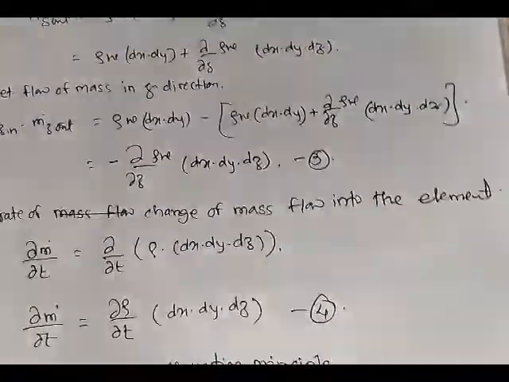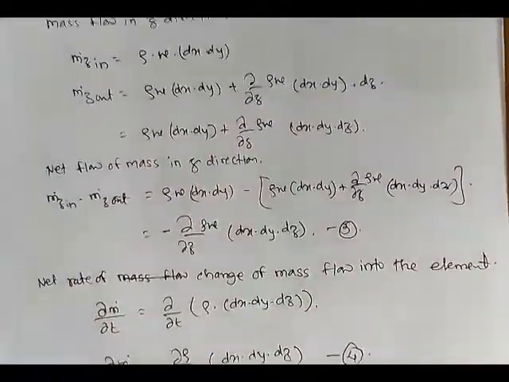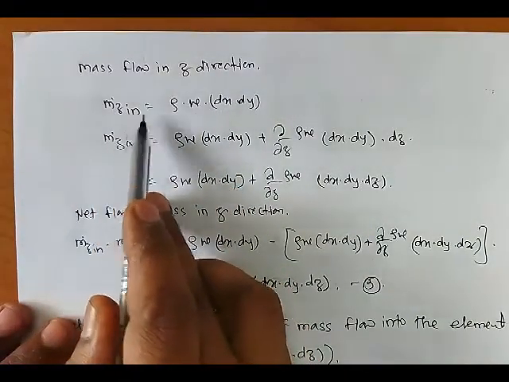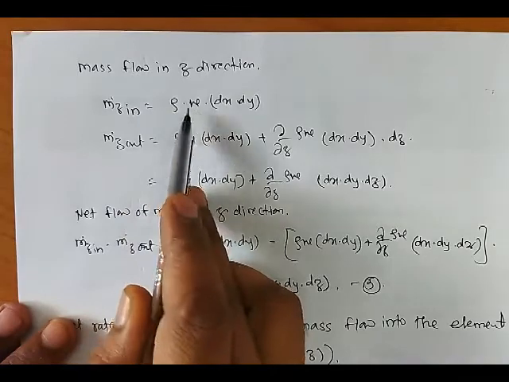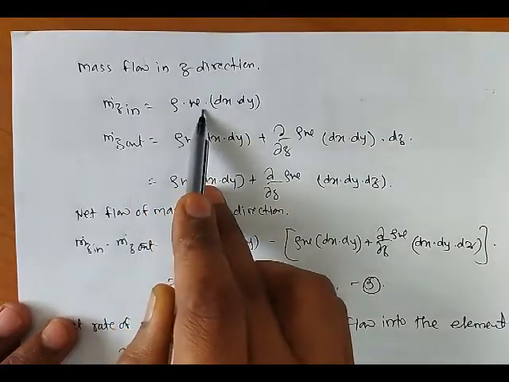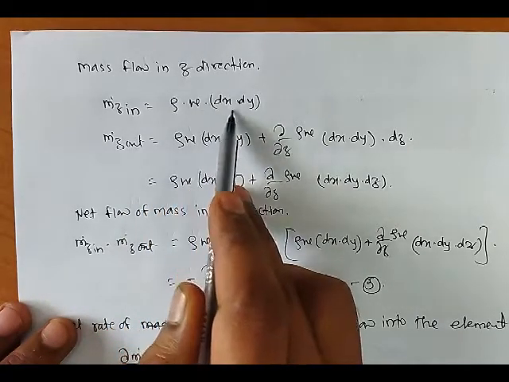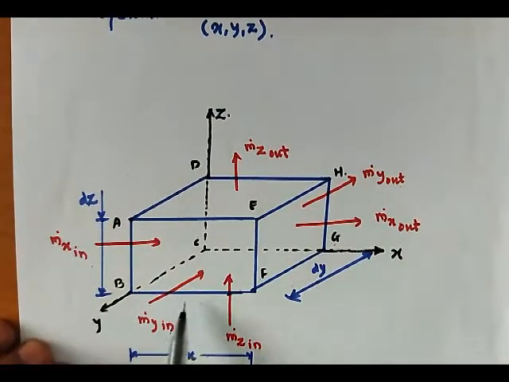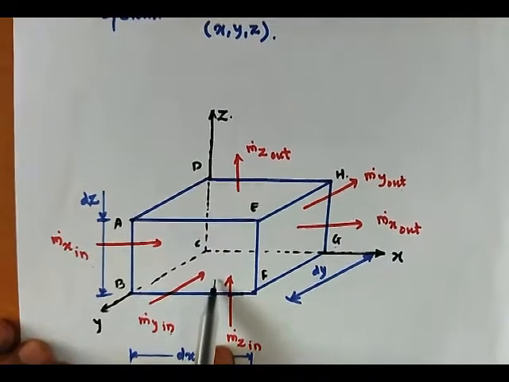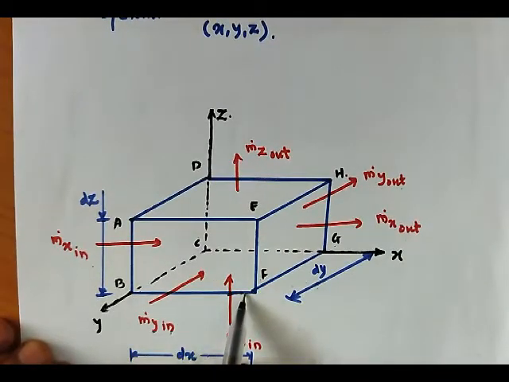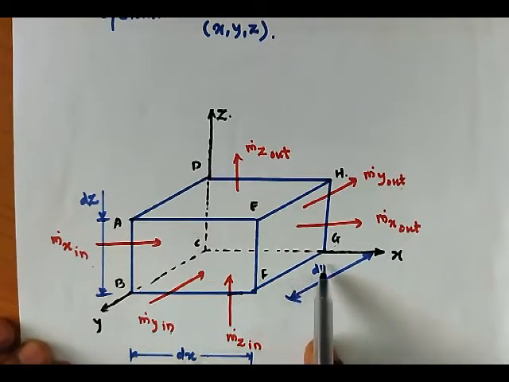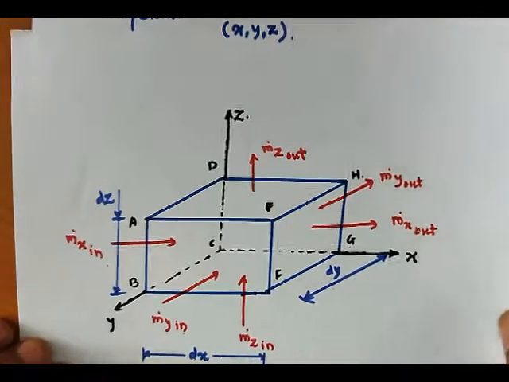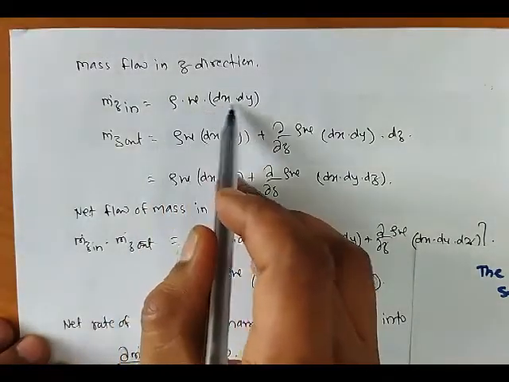Now similarly we can calculate the mass flow rate in z direction. So we have m dot z in is equal to rho w, where rho is the density and w is the velocity in z direction, multiplied with the area. If we calculate the area in the z direction, this is the inlet direction of z, so area is dx multiplied with dy. By using this one we can calculate the area. So rho w dx dy.